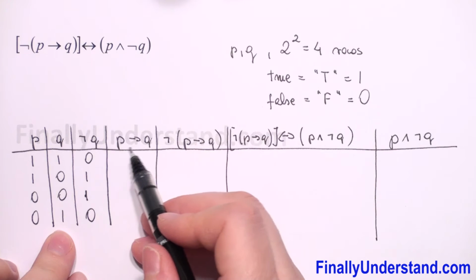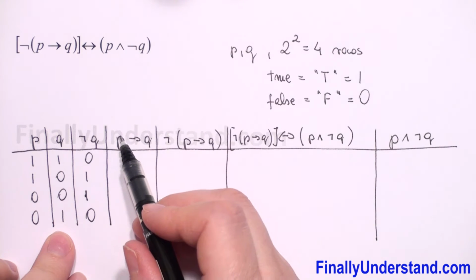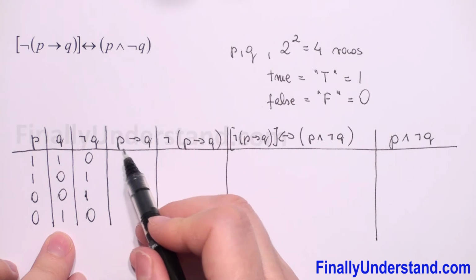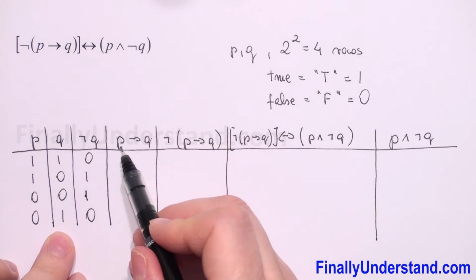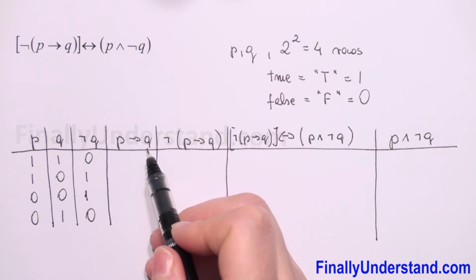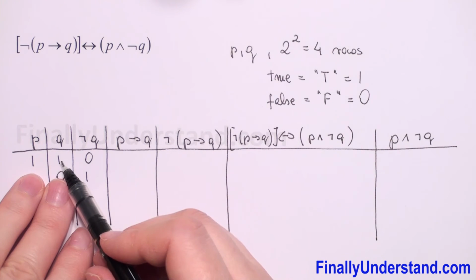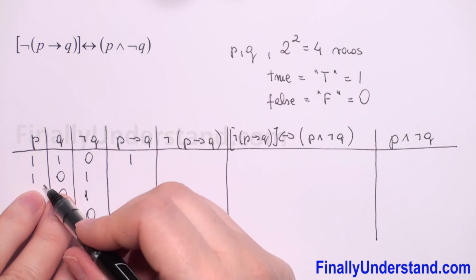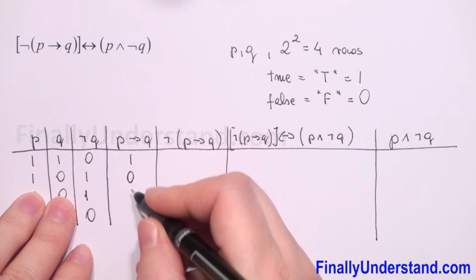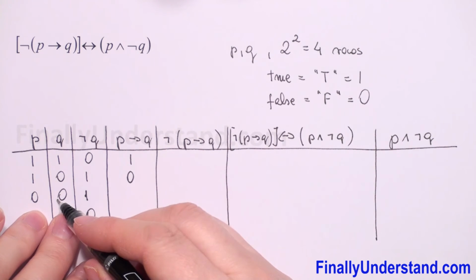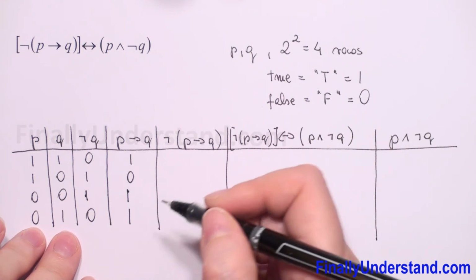Next, we have the conditional statement, and we know that a conditional statement is false only when the hypothesis is true and the conclusion is false. So it means when we have P true and Q false. So let's see what we have here. 1 implies 1, so this is 1. 1 implies 0, so the hypothesis is true, the conclusion is false, so this is false. 0 implies 0, so this is true. 0 implies 1, so this is 1.